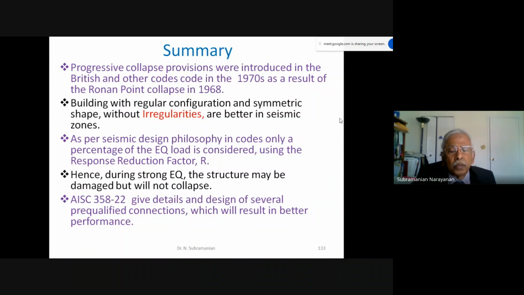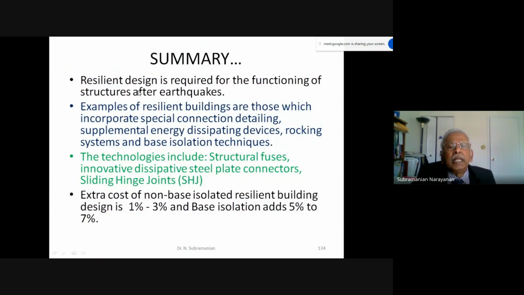AISC 358-22 gives details and design of several pre-qualified connections, which will result in better performance. We discussed one or two pre-qualified connections. A resilient design is required for the functioning of the structures after an earthquake without much damage. Examples of resilient buildings are those which incorporate special connection detailing, supplemental energy dissipation devices, rocking systems, and base isolation techniques. We saw some of these techniques, which include structural fuses, innovative dissipative steel plate connectors, sliding hinge joints, etc.